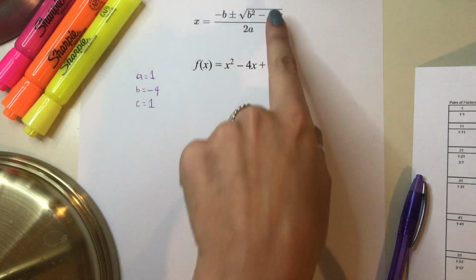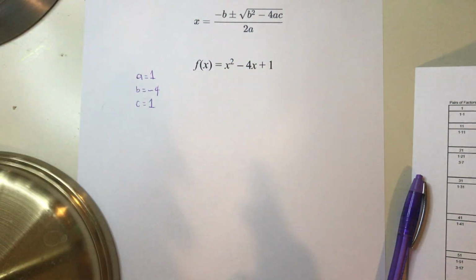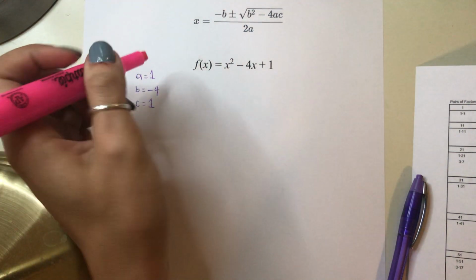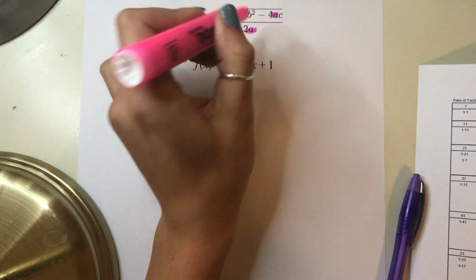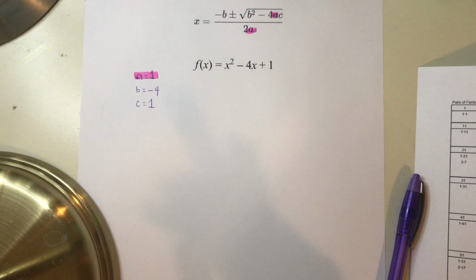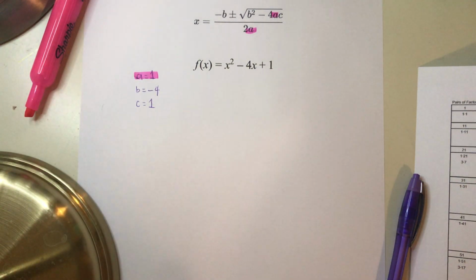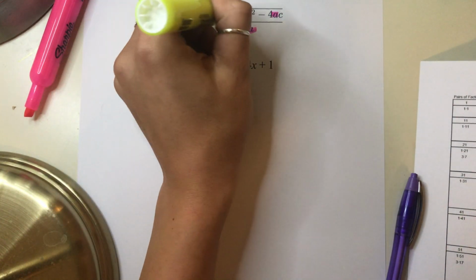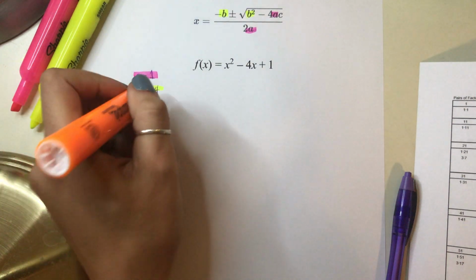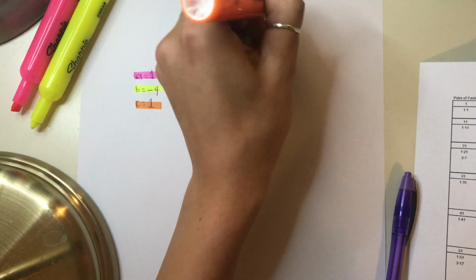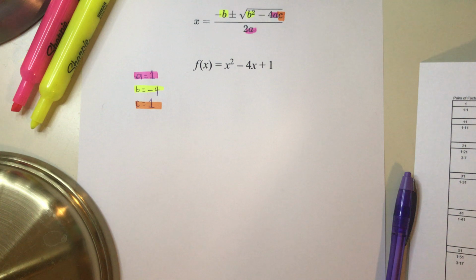So what I'm going to do is color code my A, B, and C to match my quadratic formula up here. So A will be in pink, B will be in yellow, and C will be orange. Now on the test, I encourage you to use highlighting so that you make sure you're putting each number in its right position.